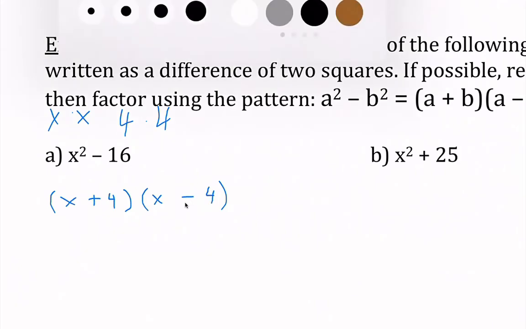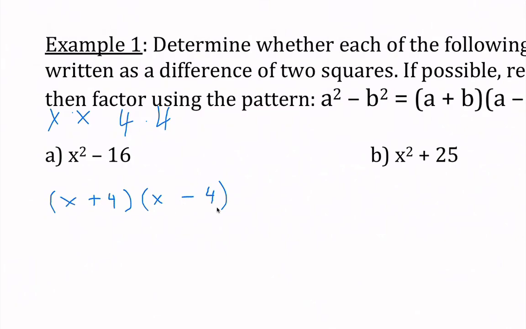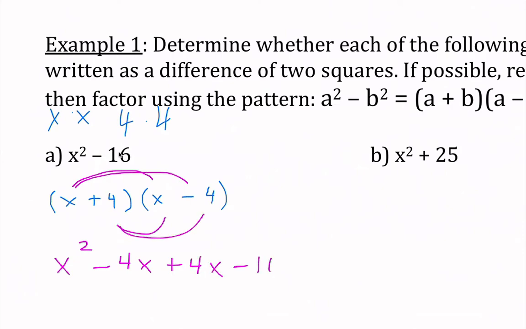All right, so now I want to explain why to you. So watch. I'm going to actually double distribute this out and show you how it comes out to x squared minus 16. So if I take x times x, that gives me x squared. If I have x times this negative 4, that gives me a negative 4x. 4 times x is a positive 4x. And 4 times negative 4 is a negative 16.